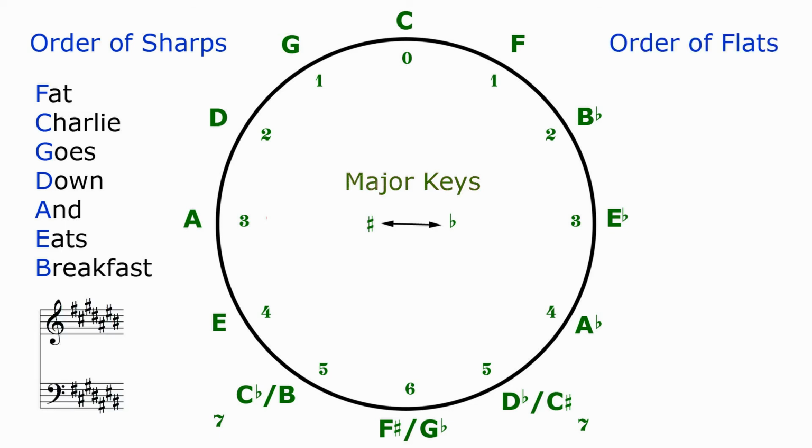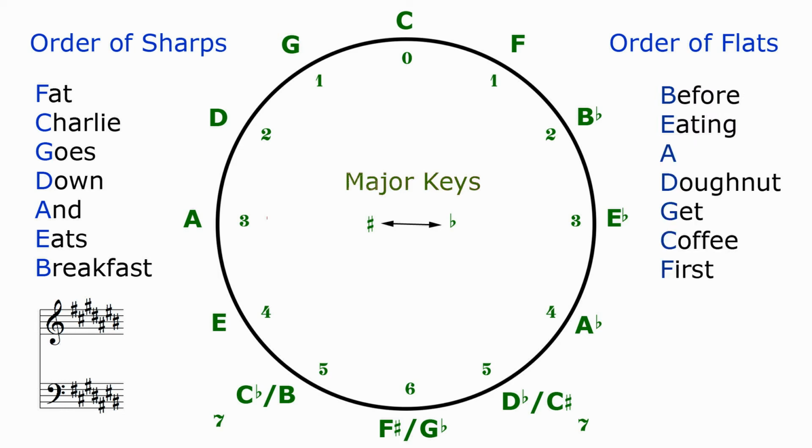In the order of flats. Flats appear in the opposite order from sharps. Before eating a donut, get coffee first. Or BEADGCF. When drawn on the grand staff, they appear like this.